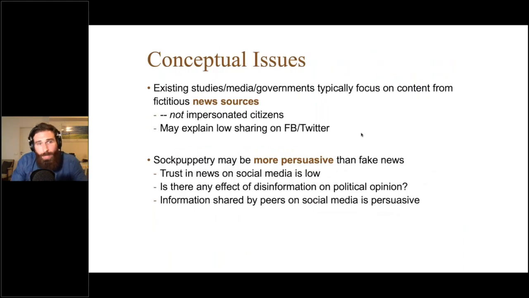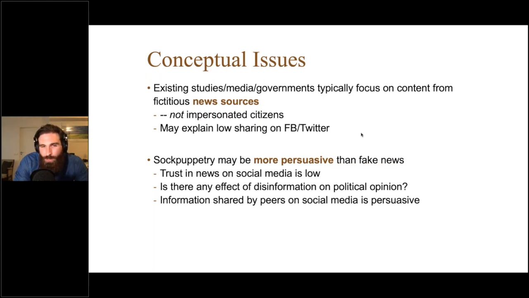Okay, so going back to sockpuppets, and this is the important thing I want to stress here, most of the existing studies, reports, and approaches to disinformation focus on disinformation from fake news sources, not from accounts that are created to look like citizens. And I think this is what helps explain why we see these low disinformation figures on Facebook and Twitter, because the academic literature would have us suggest that sock puppetry is probably more persuasive than information coming from fake news outlets, because we know trust in news on social media is low.